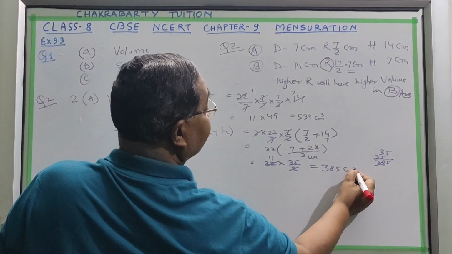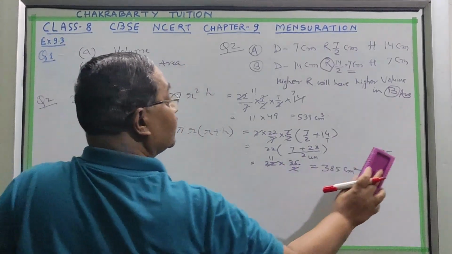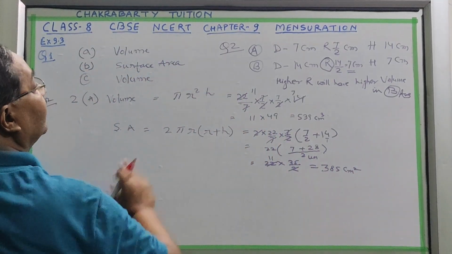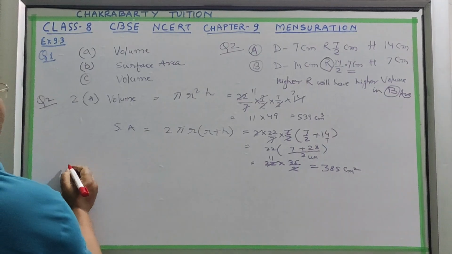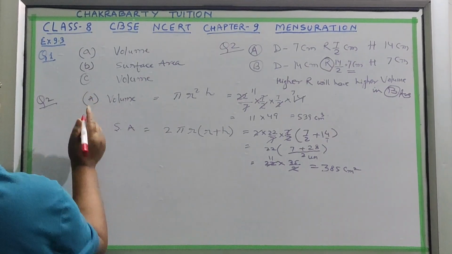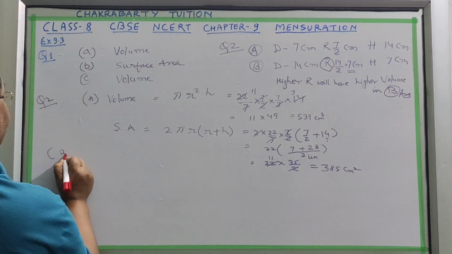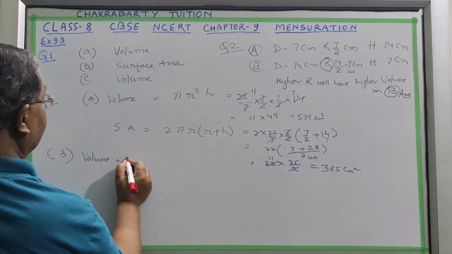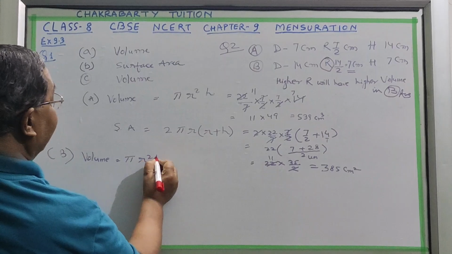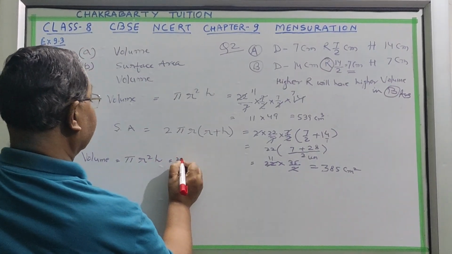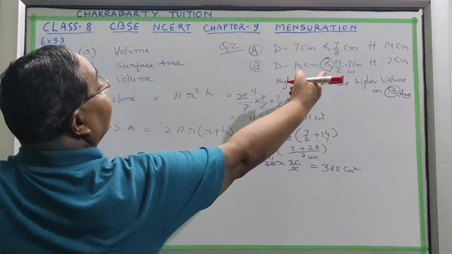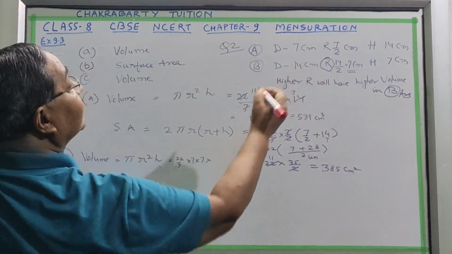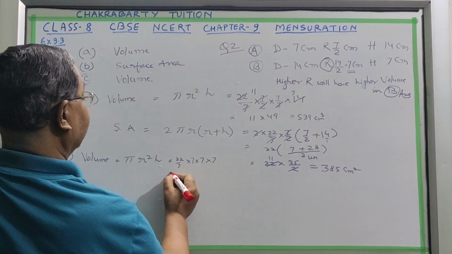Total surface area will be in square units. So this is the answer for the first one. Now we will go to part B. A is over. Now for B, again volume. Volume is equal to pi r square h, equal to 22 by 7 into radius 7 into 7 into 7, and the height is also 7 centimeter.